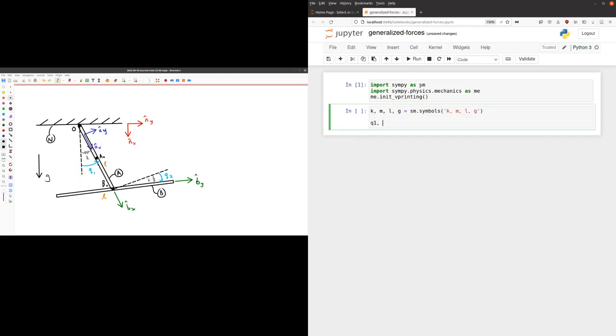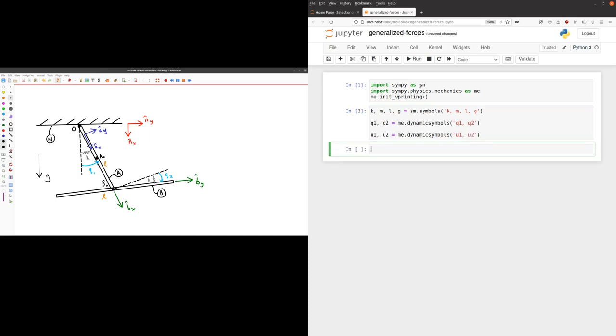We're going to need some coordinates. q1, q2 equals me.dynamicsymbols, q1 and q2. We're going to have two generalized speeds, u1 and u2. So I think those are the main variables we need. We're going to have N, A, and B. N, A, B, and they will be reference frames. We're going to need some points too, O, Ao, and Bo.